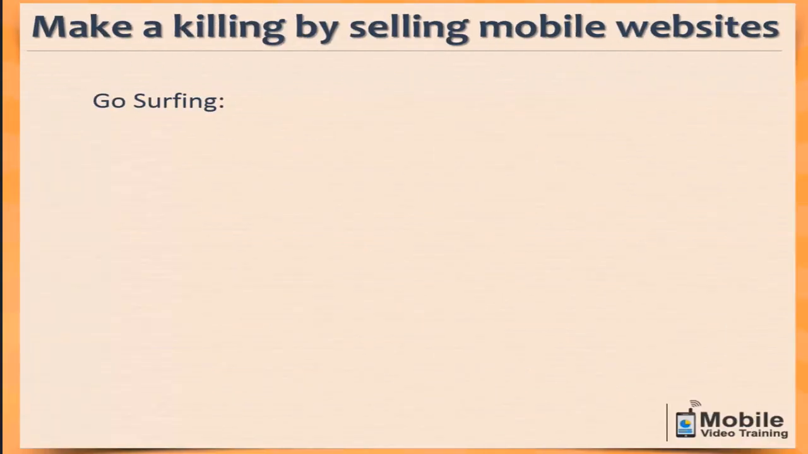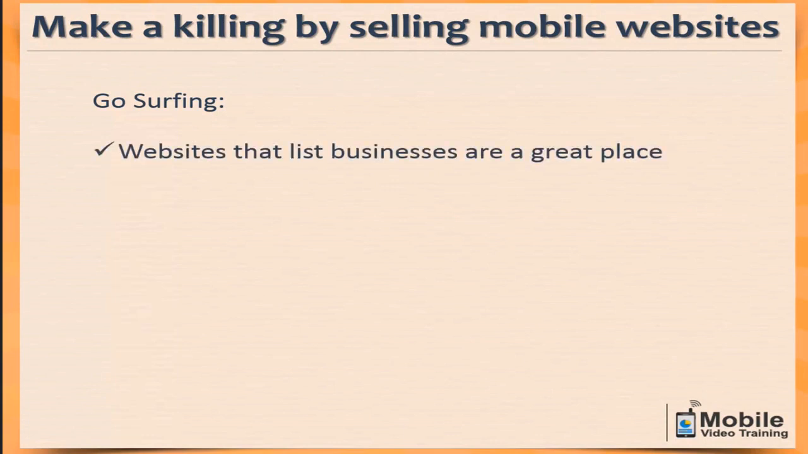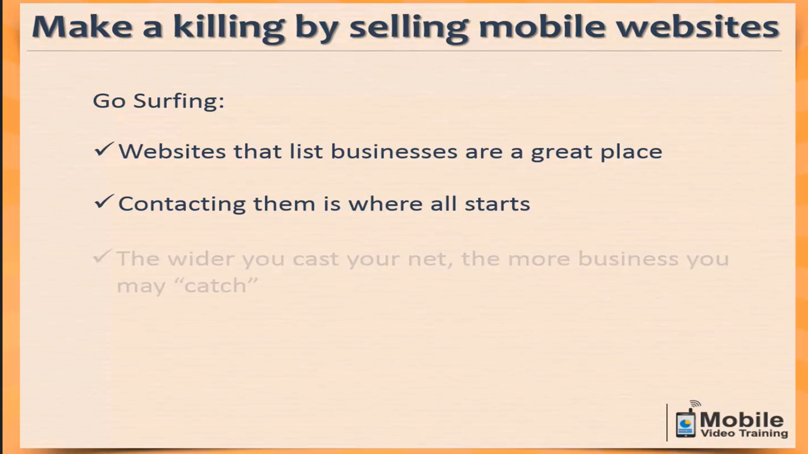Go surfing. From Groupon to Urban Spoon to Expedia, websites that list businesses are a great place to find potential customers. On Urban Spoon, for example, you might see a restaurant that has a great desktop site, but it hasn't been optimized for mobile yet. Contacting the owner, telling him his site looks great, and then telling him you can help him make it look great on an iPhone as well, could mean a new client, and maybe a free lunch as a thank you. The lovely bed and breakfast listed on Expedia might need a mobile website as well. The wider you cast your net, the more business you might catch.